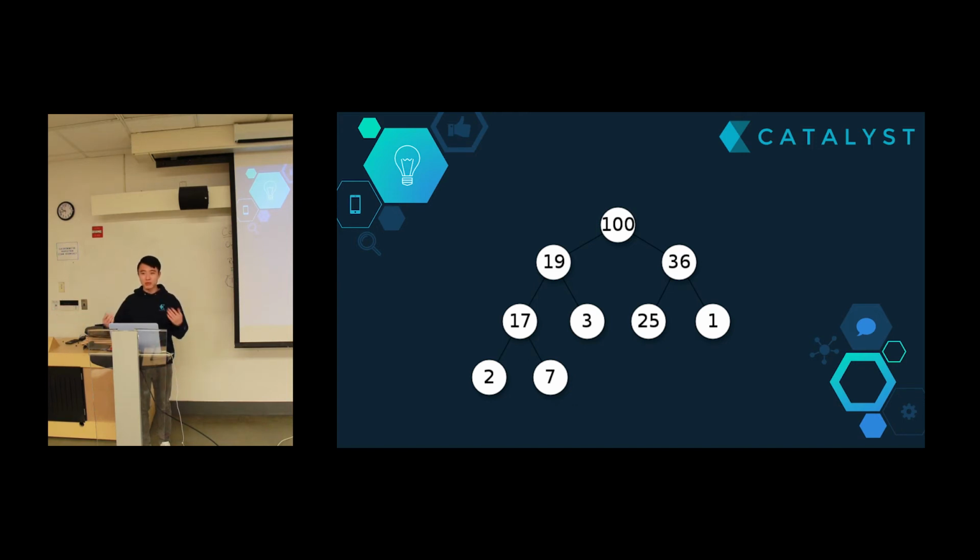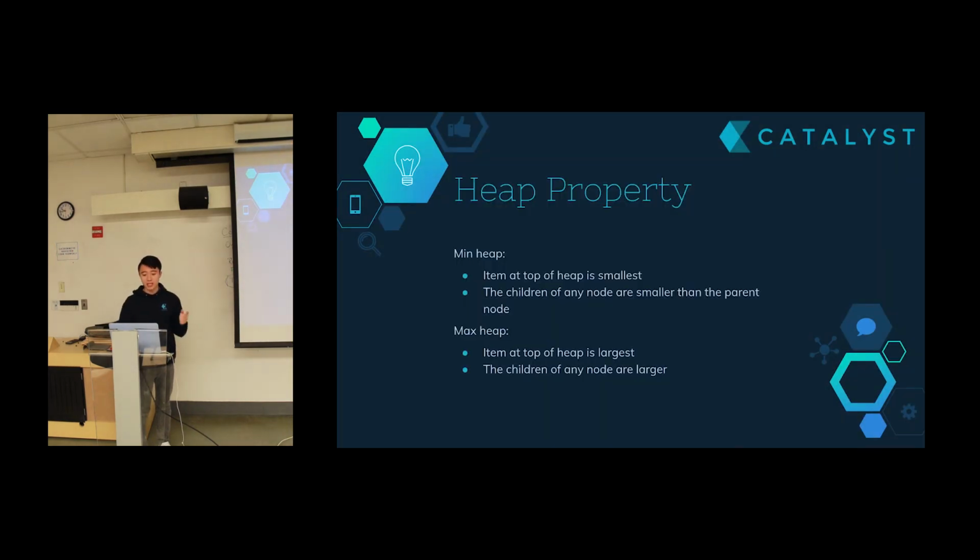Well, heaps sort of simplify that property because instead of a left-right relation, you have more of an up-down relation. And that up-down relation is, for a max heap, like the one that we have over here: first of all, the biggest item is at the top, and second, every child of a parent node and all of their descendants are all less than that parent node. So there are two different types of heaps. There's a min heap, where the item at the top of the heap is the smallest, and there's a max heap, where the item at the top of the heap is the largest.